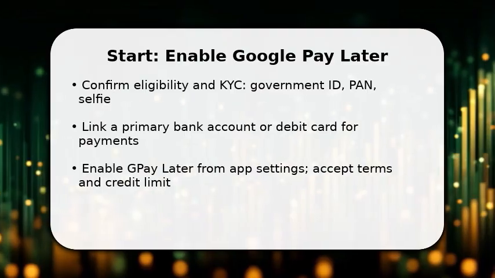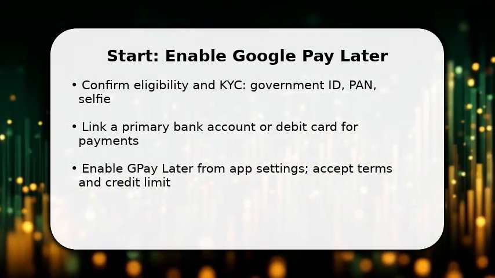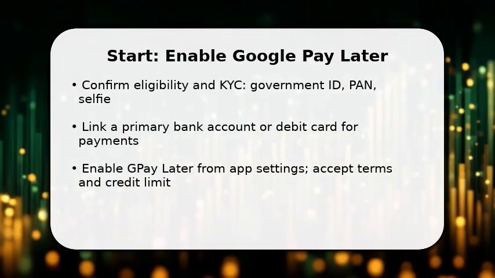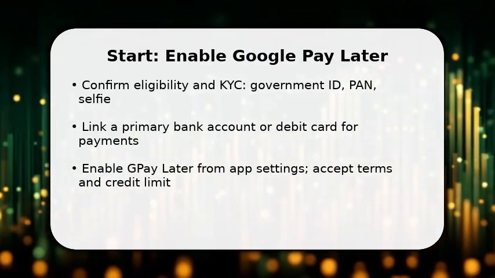You'll begin by confirming eligibility and completing KYC so Google can set your credit limit. Open the Google Pay app, go to Settings, and enable Google Pay Later. Accept the updated terms and consent to a soft credit check.